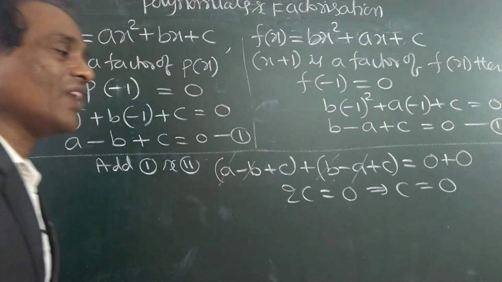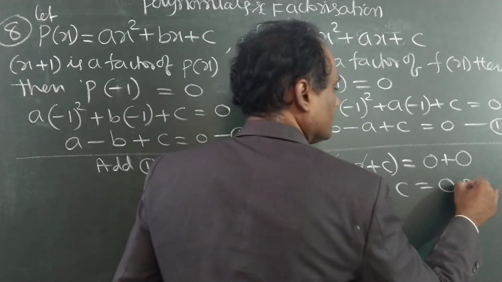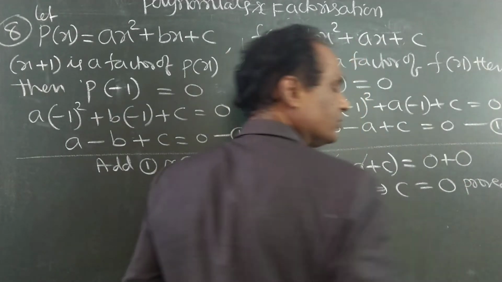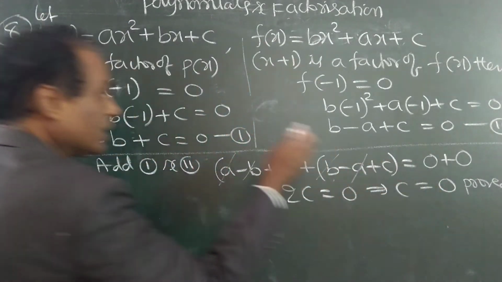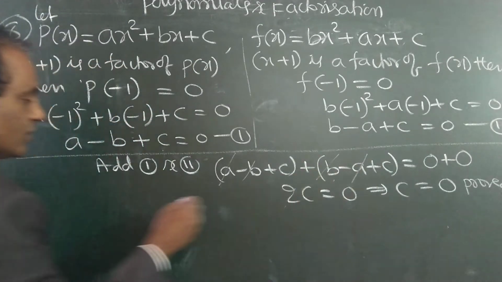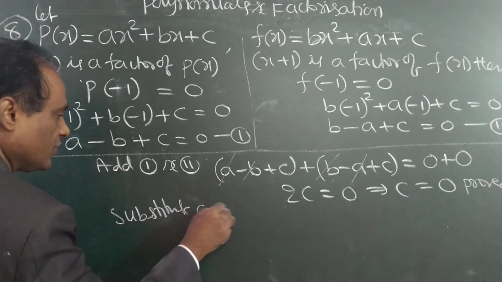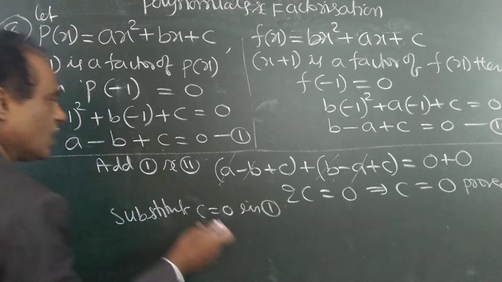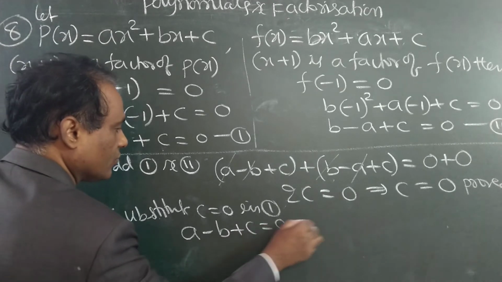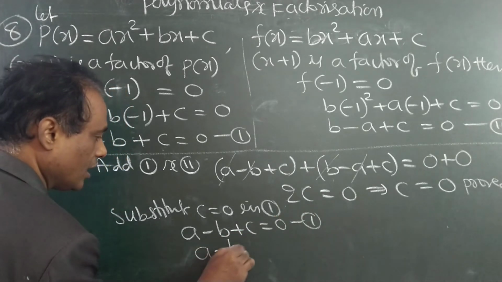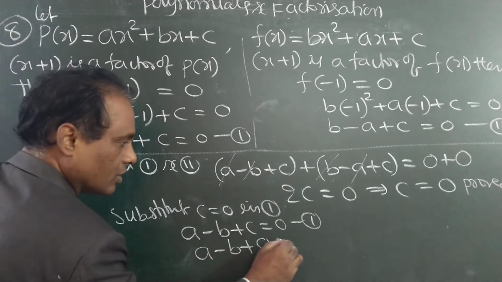And we have a second proof also. C is equal to 0 is one proof. Another proof is there: A is equal to B. Substitute the C value in the first equation or the second equation. See here, substitute C is equal to 0 in the first equation. What is the first equation? A minus B plus C is equal to 0 is the first equation. A minus B plus C is how much? 0. C is 0, so it is equal to 0.